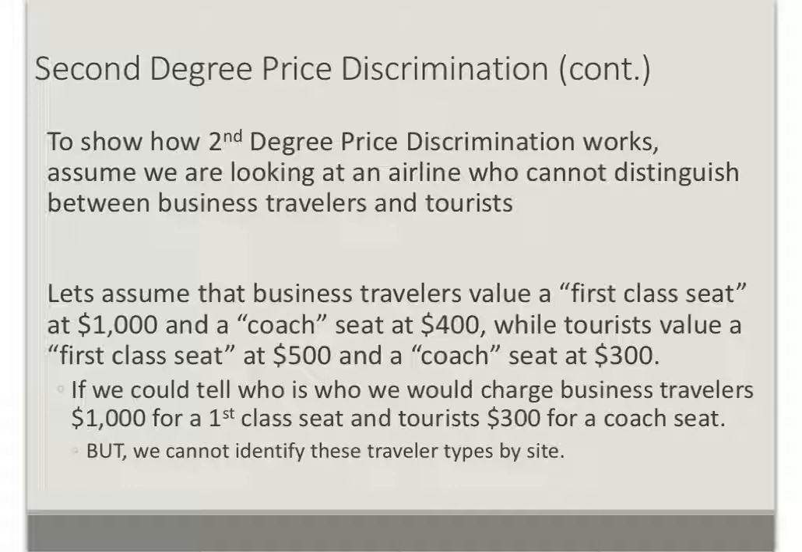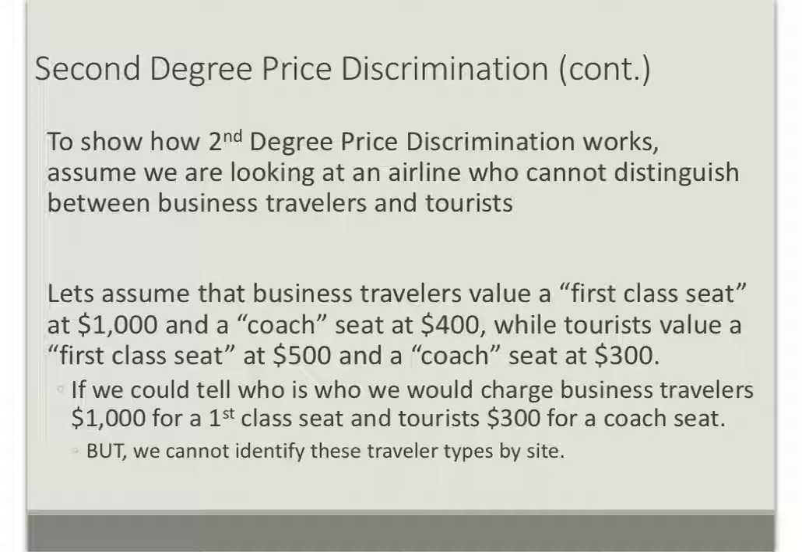But what they know is that business travelers value a first-class seat at $1,000 and a coach seat at $400. Tourists value a first-class seat at $500 and a coach seat at $300. So each type values a first-class seat more because it offers better amenities. But business travelers value both seats more than tourist travelers because when they're traveling, they have to be there for a meeting. Oftentimes their company's paying for it, and so they have a higher valuation on either type of seat.